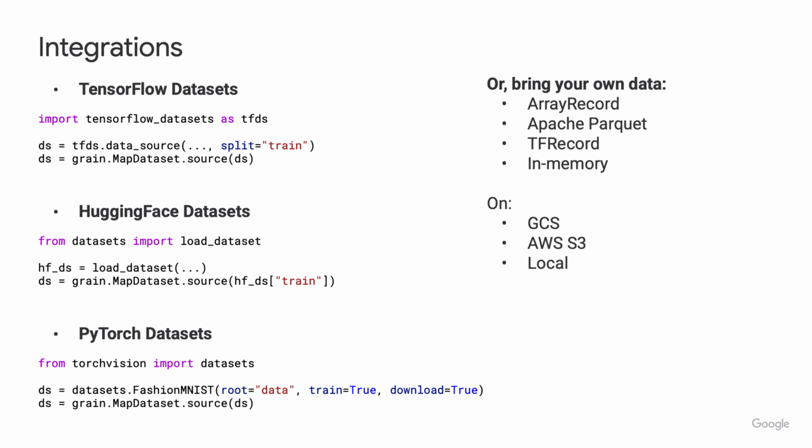It's well integrated with the external ecosystem and some data source solutions outside of Google, including Hugging Face datasets, PyTorch, and TensorFlow datasets, obviously. Or alternatively, you can use your own data in one of the supported formats. And we strongly recommend the ArrayRecord format because of the support for efficient random access, and that allows things like global shuffling, global index shuffling, and efficient checkpointing. And the data can be either on remote storage or local storage.